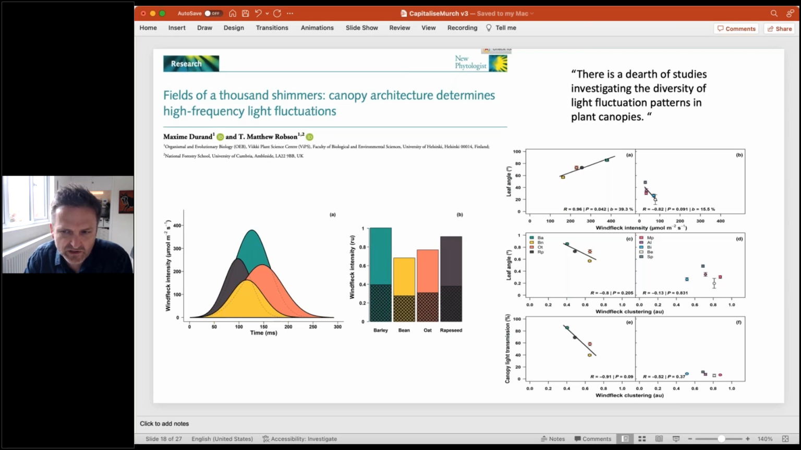But even among the arable crops, the intensity and duration varied in a way that was also related to leaf angle and height. So here showing, for example, that leaf angle positively correlates with intensity and negatively with the clustering of windflecks, the time between windflecks. So, okay, we get this variation in the patterning of light.